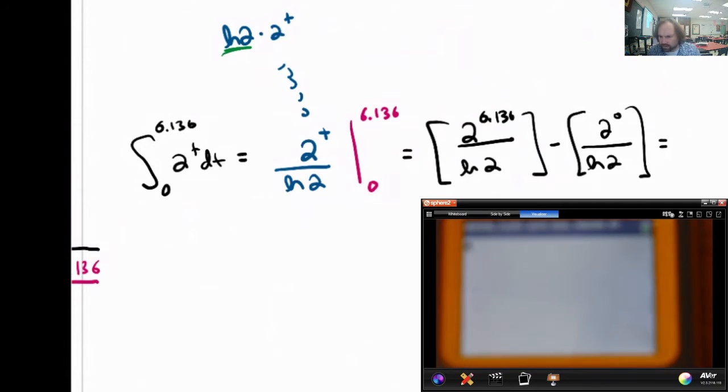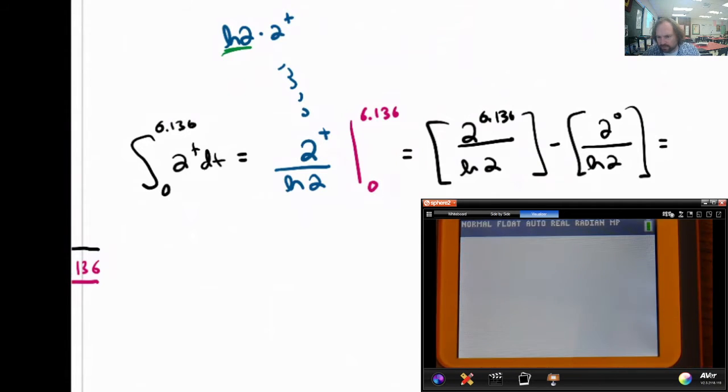But so our first step, oh, come on, zoom feature. Okay, here we go. First fraction is 2^6.132 over the natural log of 2. Let's make sure I put a second parentheses on there. Minus another parentheses. This time, I do know 2^0 is just 1, so 1 over the natural log of 2. And that's going to give us 99 point something.